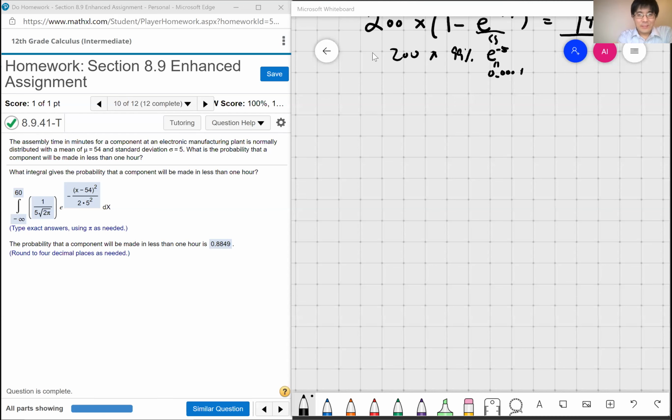Okay, let's move on to number 10. Number 10, 11, and 12 are problems related to the normal distribution. It's called the 正規分布.